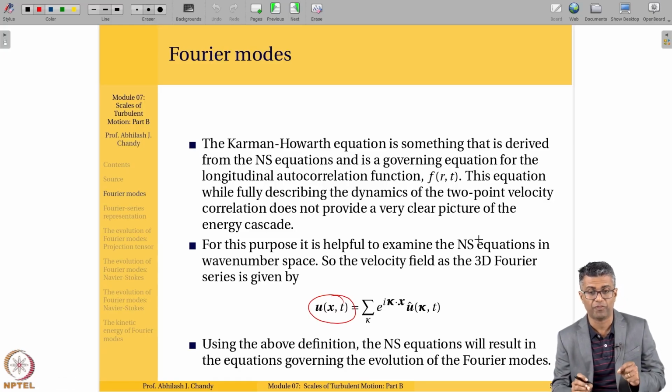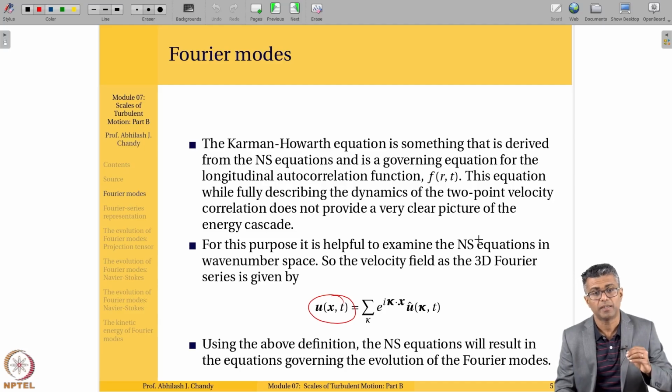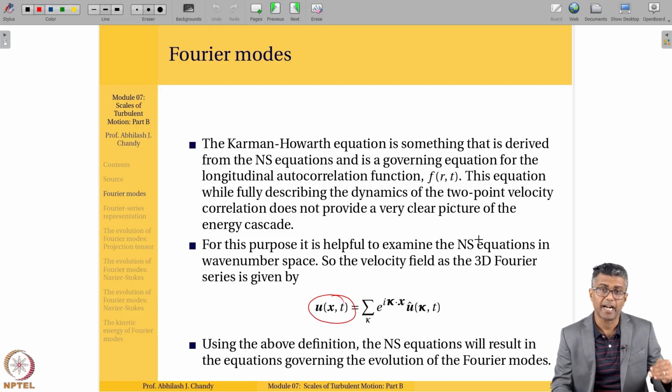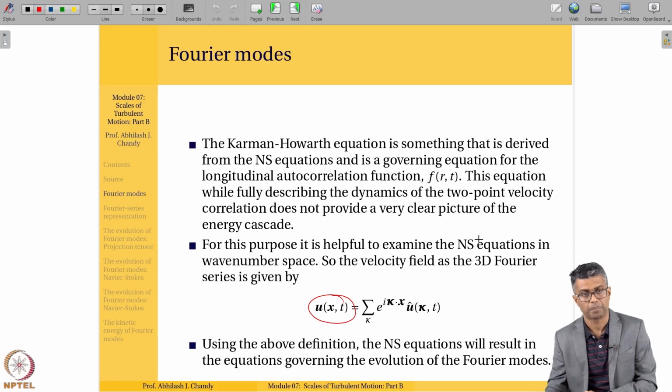And I wanted to be very clear here. This is how we are representing the velocity vector as a 3D Fourier series. Using this definition, we will convert the entire Navier-Stokes equations, which are originally in physical space, into Fourier space.